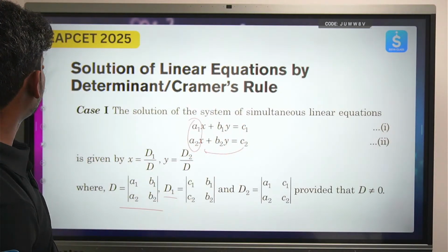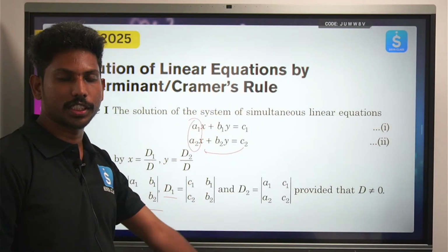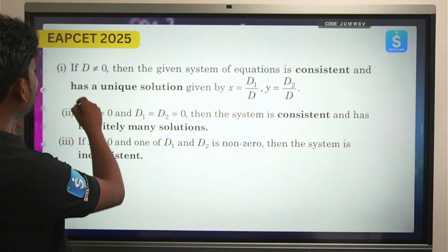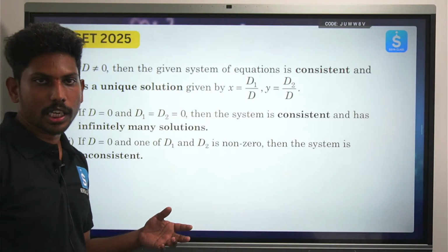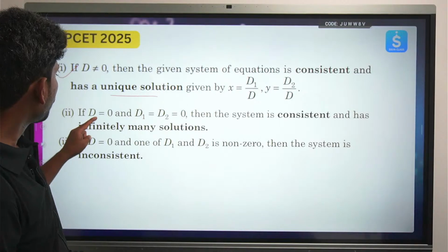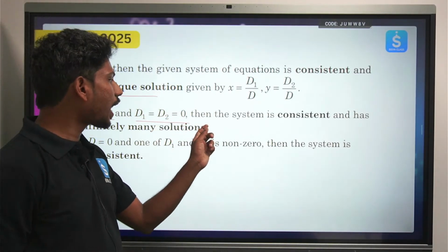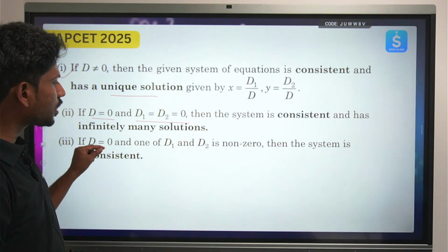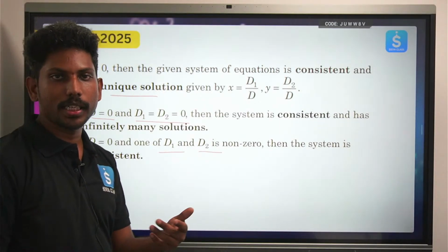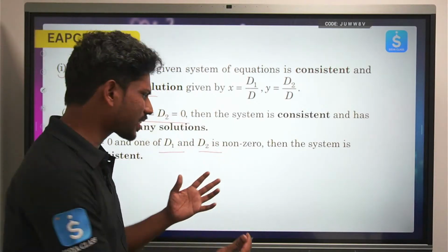So this is nothing but the Cramer's rule to find the solution of a system of simultaneous equations, but we'll be seeing that in some time. One thing here is: if the determinant is not equal to 0, then we have a unique solution. And if the determinant is equal to 0 and D1 and D2 both are equal to 0, then we have infinitely many solutions. If D is equal to 0 and any one of D1 and D2 is non-zero, then it is called inconsistent. If you think about it, it is just something like this only.